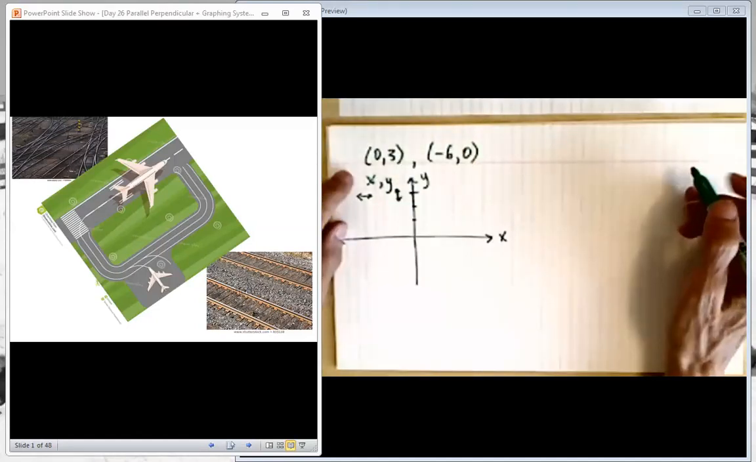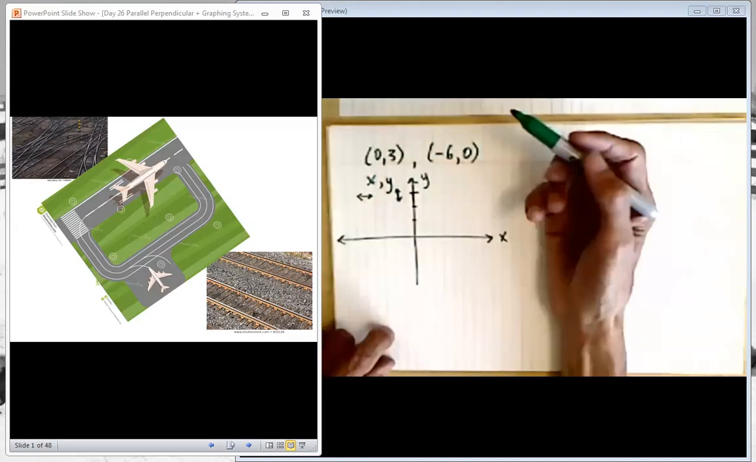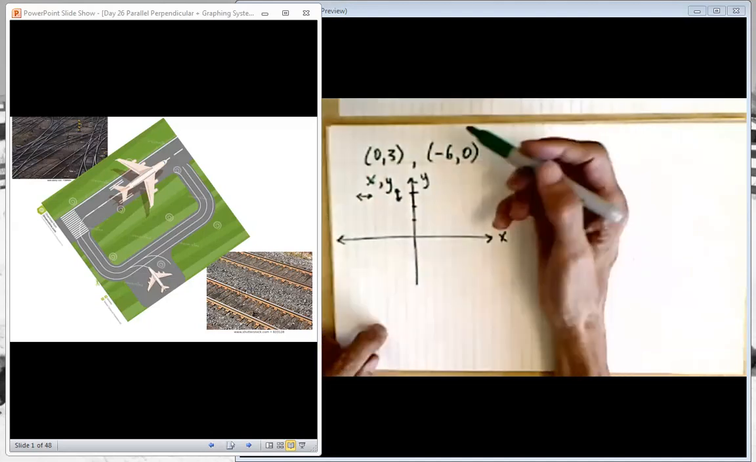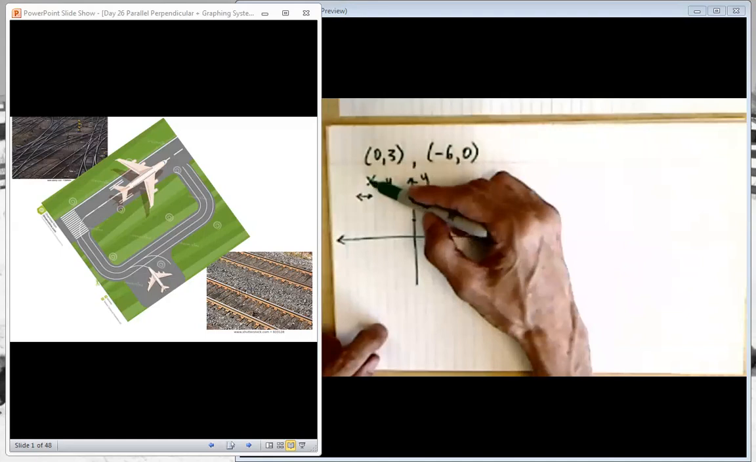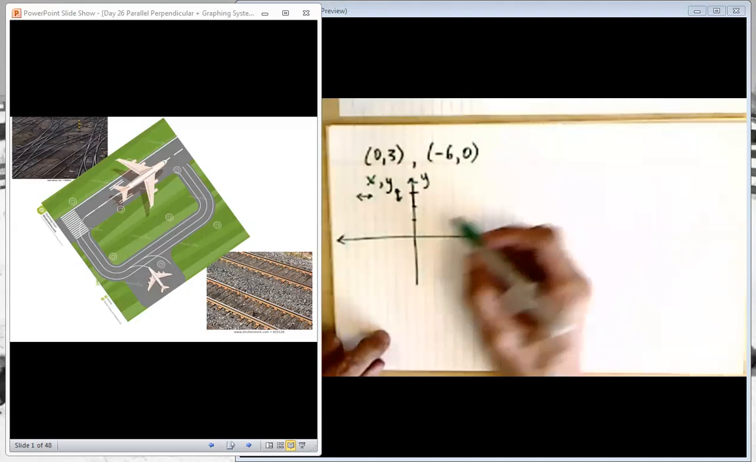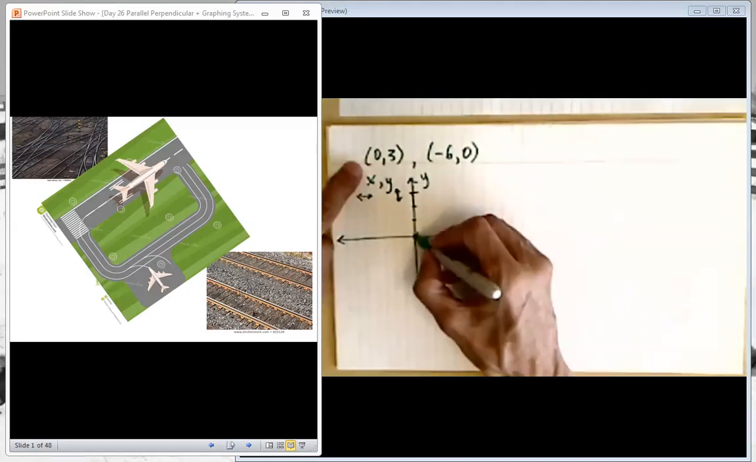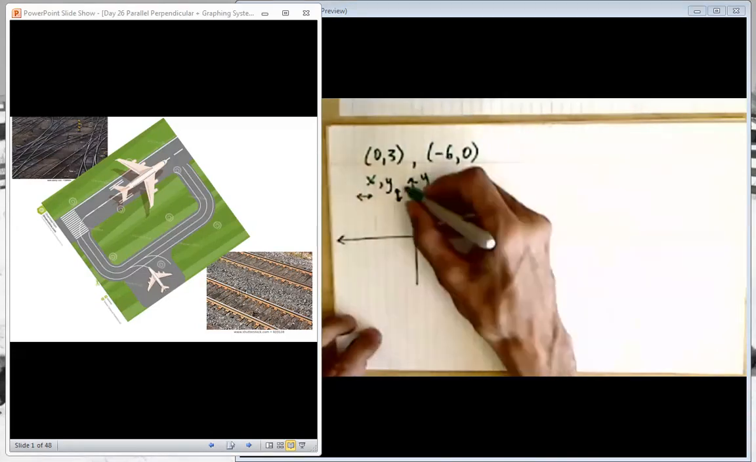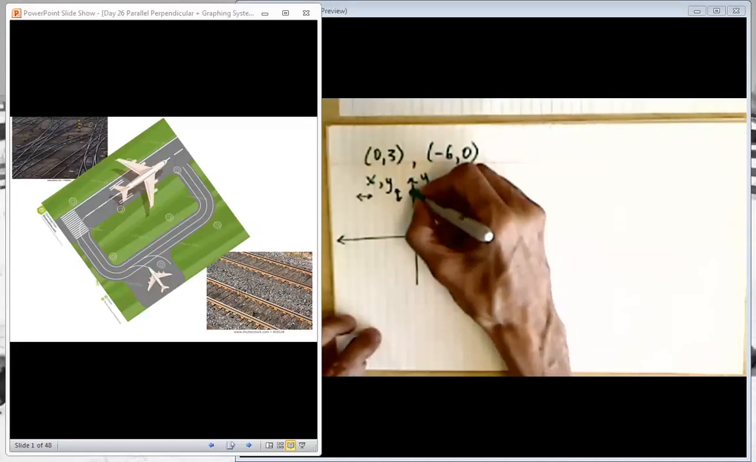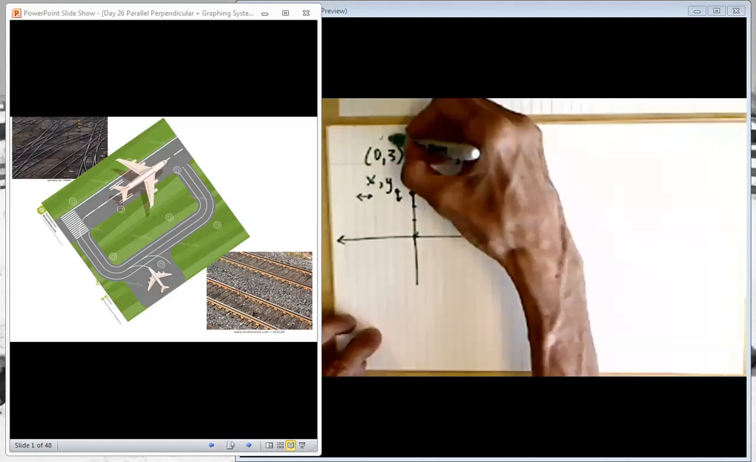Okay, so the 0, 3 equals X and minus 6 equals Y. No, the 0 is for the X. 3 is for the Y. Okay, so for this point, we don't go anywhere in the X direction. We just stay there. And go up by 3. Up by 3, nice. Right there. Okay, that's our first point.